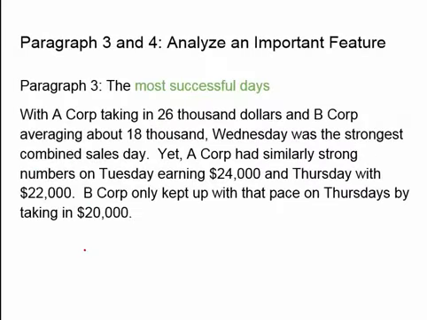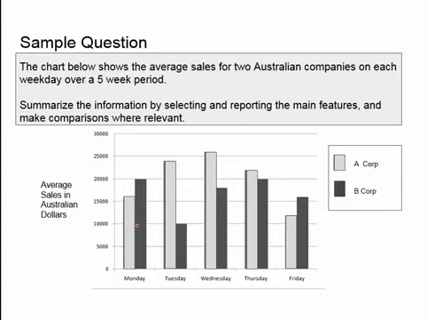For my third paragraph, where I'm focusing on the most successful days, this could be an example paragraph. Again, go ahead and pause your video and read through this paragraph. Okay, you notice that we have detailed, specific numbers that we pull off the chart to report these most successful days. And that's what we will do for the least successful days. Obviously, B Corp's least successful days are here, but we'll also have to report about A Corp's least successful days.